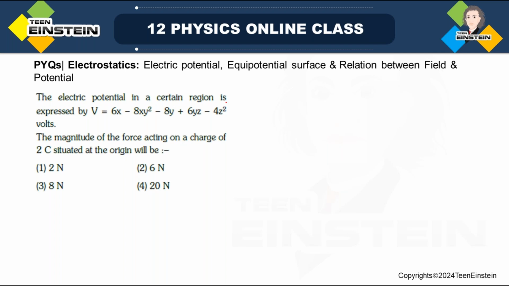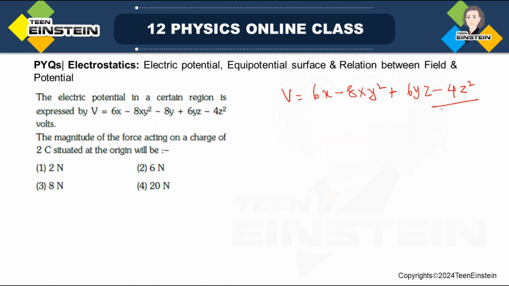The electric potential at a certain region is expressed as V is equal to 6x minus 8xy square plus 6yz. This is in space actually, in a region. The magnitude of the force that acts on a charge of 2 coulomb situated at the origin. So this charge 2 coulomb is situated at the origin. Now we have to find out the magnitude of the force acting on this particular charge.